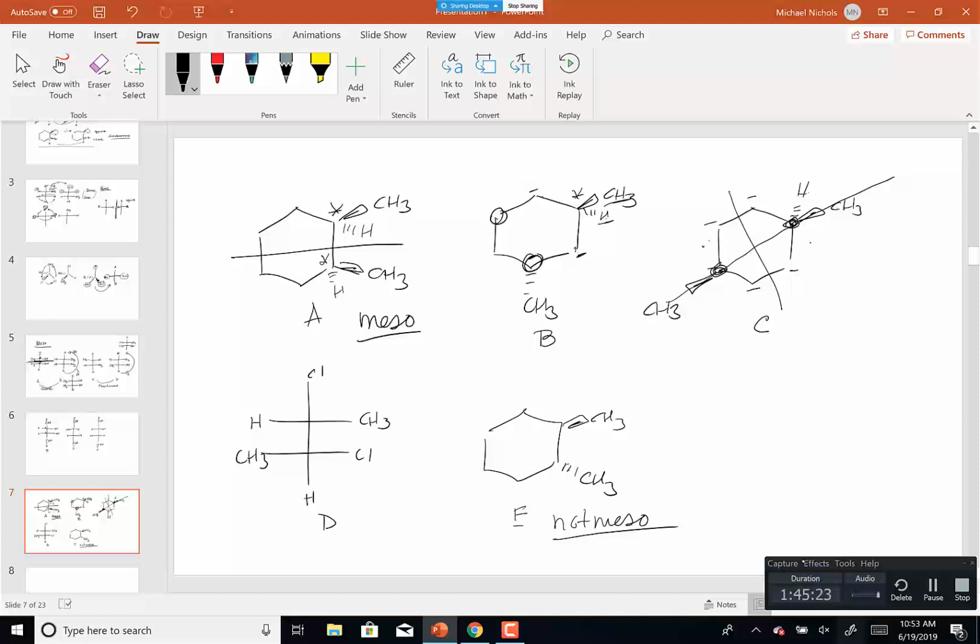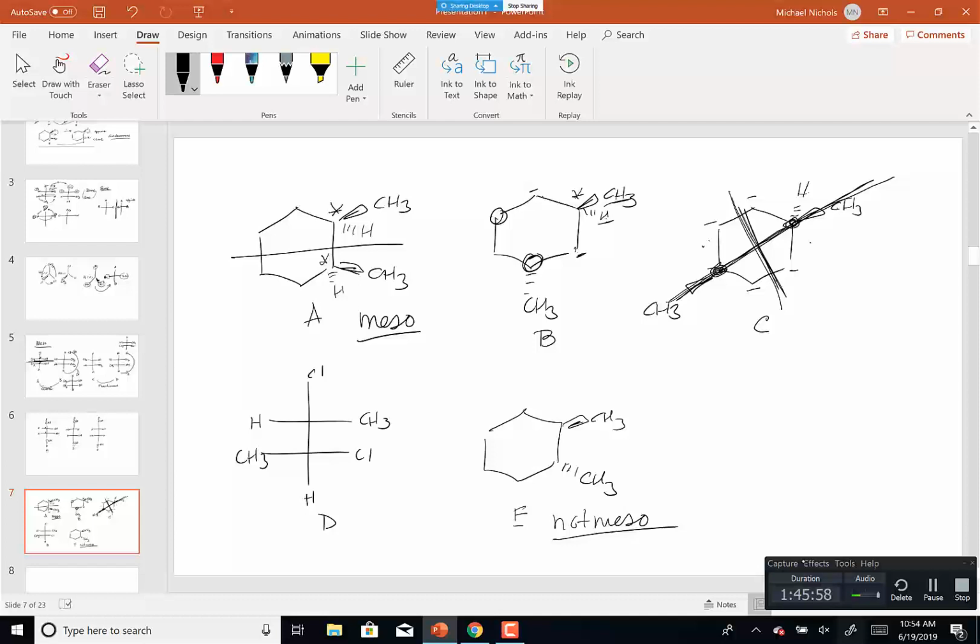Methyl groups are up, there's no methyl groups down. So we got two and only two chiral centers. This one, if you said yes, that it's chiral initially, or meso initially, you were looking at that one. But what does this mirror plane do? It cuts through those two carbons, and those two carbons are not chiral anymore.